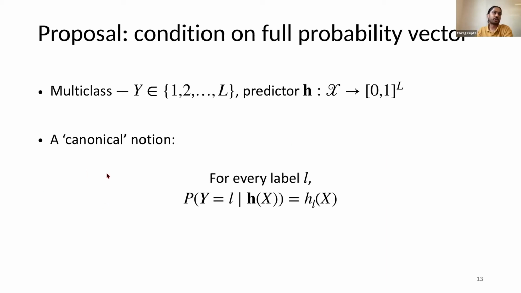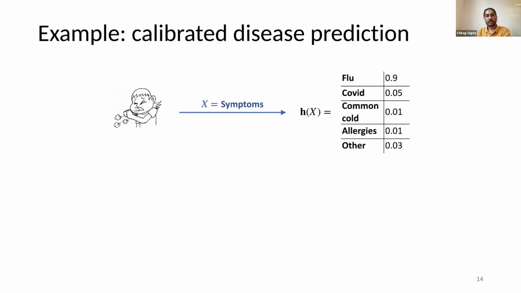A canonical or immediate notion could be that you condition on the prediction, you condition on what h(x) gave you, and you ask if the probability of y equals 1 was the first component of h(x), which is h1(x), if the probability of y equals 2 was the second component, and so on. And you do this for every label. But this has some problems. So we'll go over some intuition for how canonical calibration works, which will also indicate some of the problems through an example.